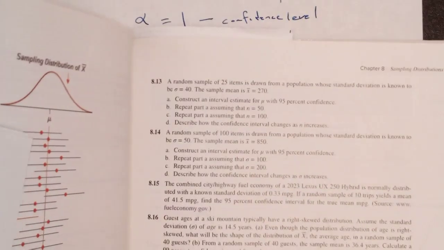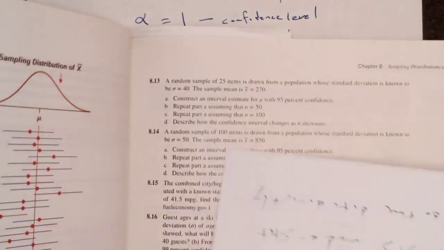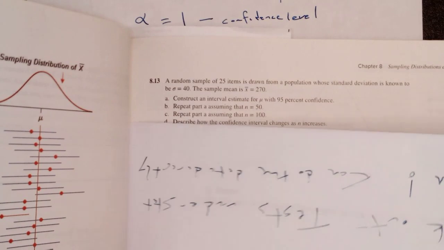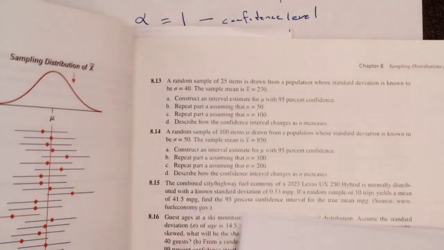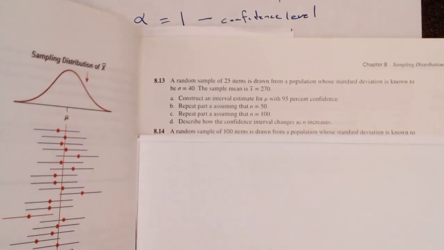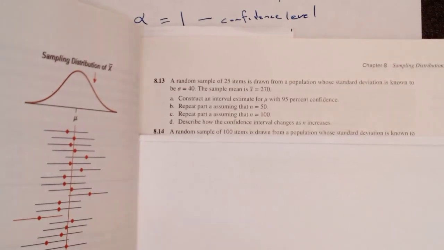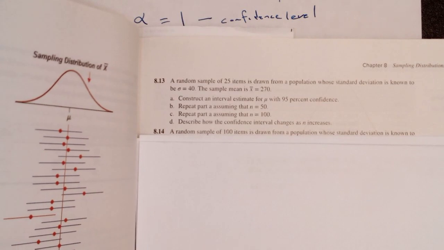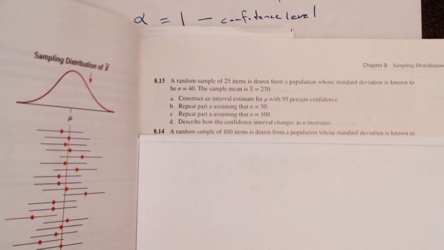Problem number 13. A random sample of 25 items is drawn from a population whose standard deviation is known to be 40, and the sample mean is 270. I want a 95% confidence interval.